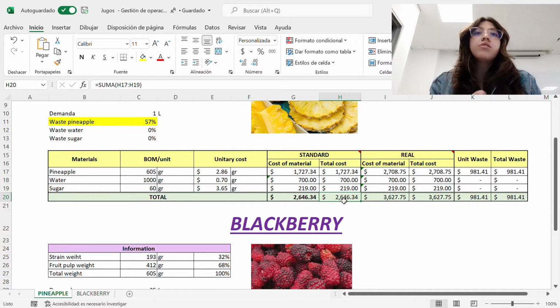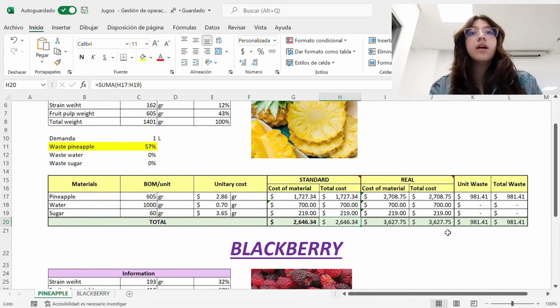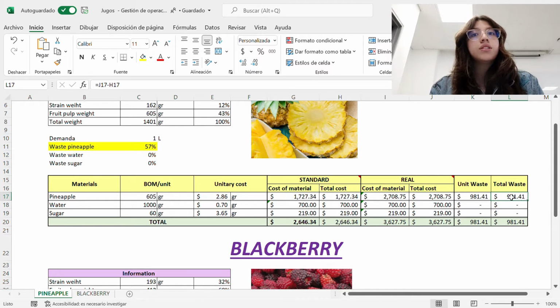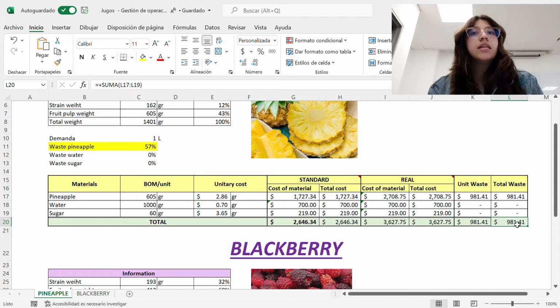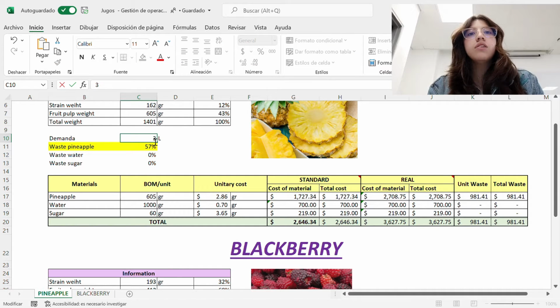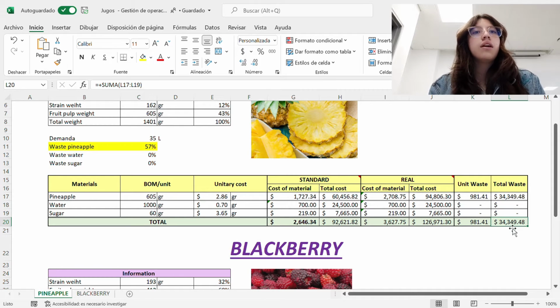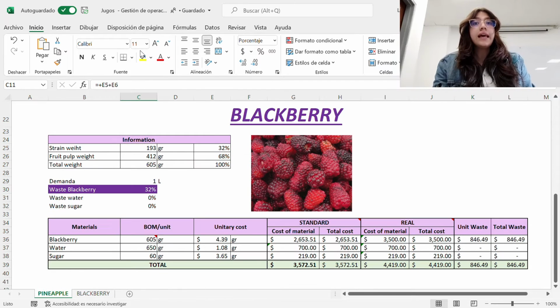That is, the standard cost of producing a liter of pineapple juice is 2,646 pesos, while the real cost corresponds to 3,628 pesos. In this way, the difference between the two allows us to determine that the waste per liter of pineapple juice produced is 981 pesos. If the amount of juice produced increases and the cost stays the same, let us say, if instead of producing a liter we make 35 liters, the total cost of waste is 34,349 pesos.